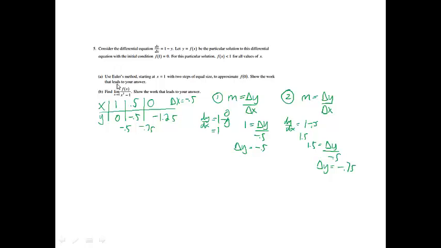All right, that would be worth 2 points. If you actually used Euler's method with two steps and organized your work kind of neatly, you're going to get a point. And then if you were actually able to find the right value, you'd get a point.